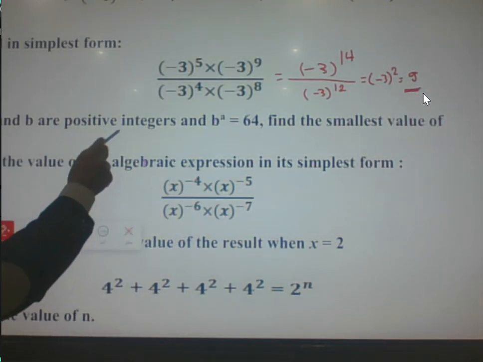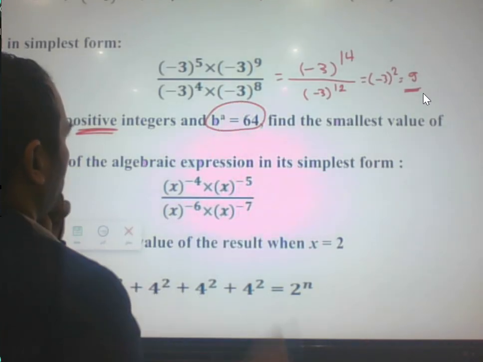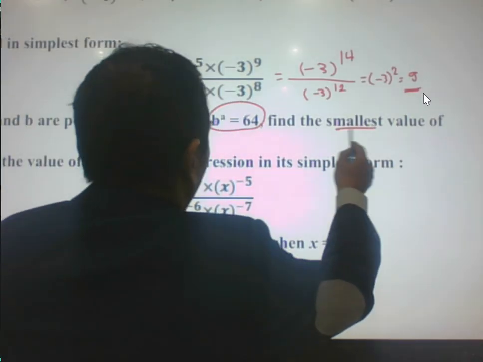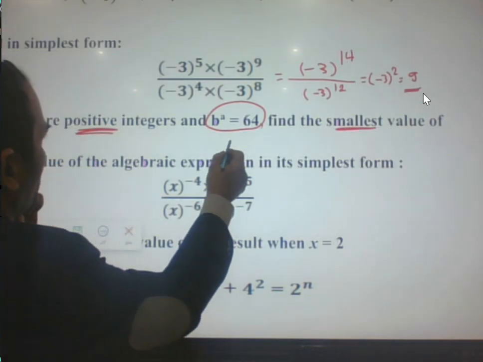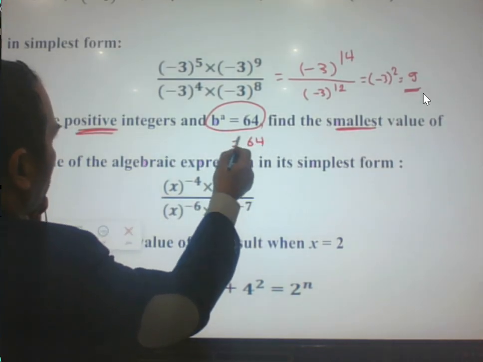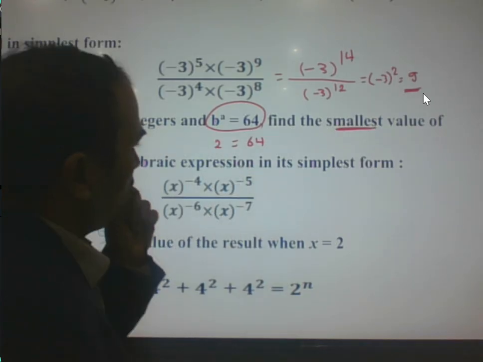Find a and b. If a and b are positive integers, and b power a equals 64, find the smallest value of a plus b. Okay. B power a equals 64. We know 64 equals what? We can write 2 here, multiplied by itself. How many times?